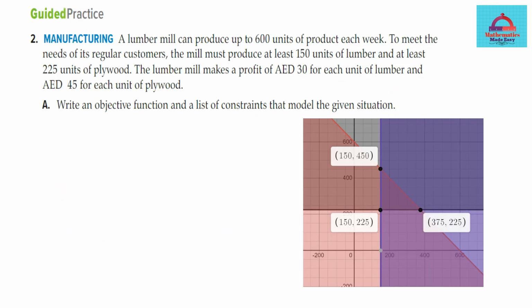Okay, so let me give you some hints. We'll do it together and then I'll show you the correct answer. A lumber mill can produce 6,000 units of product each week. To meet the need of its regular customer, the mill must produce at least 150 units of lumber and at least 225 units of plywood.